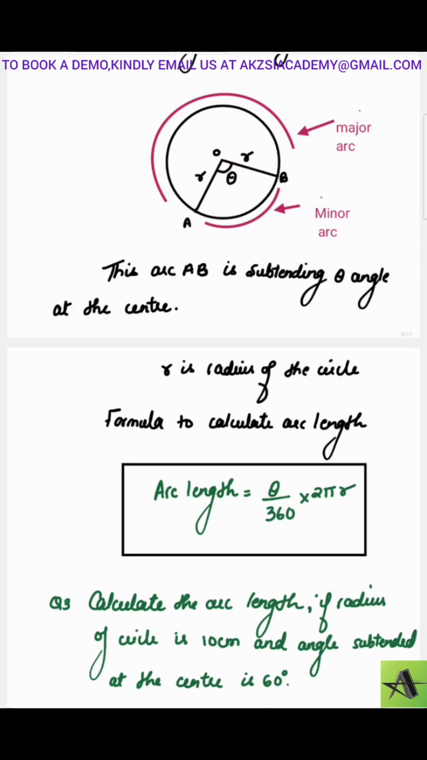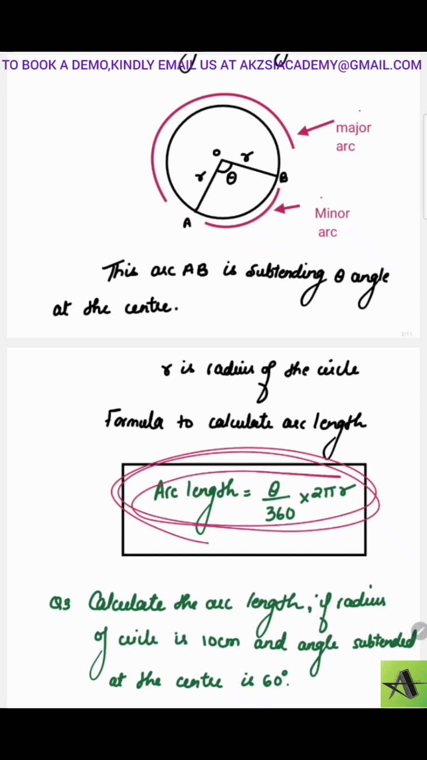So here in this case, this is theta. Theta will differ from question to question. Let's say this be theta. So, the formula to calculate arc length is theta over 360 into 2 pi r. Here, this is the formula to calculate arc length.